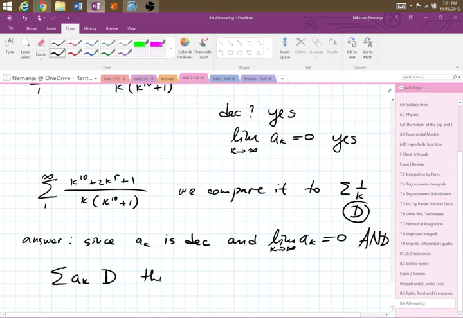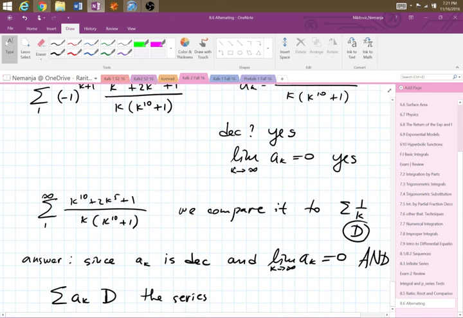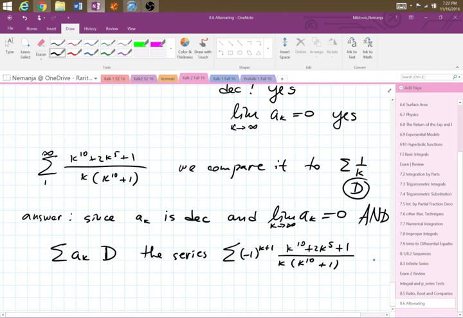the series, and now we have to write it, summation negative 1 to the k plus 1, and then k to the 10th plus 2k to the 5, kill me now, plus 1, divided by k times k to the 10th plus 1, converges conditionally. I forgot my name. I gotta practice. Copying this.